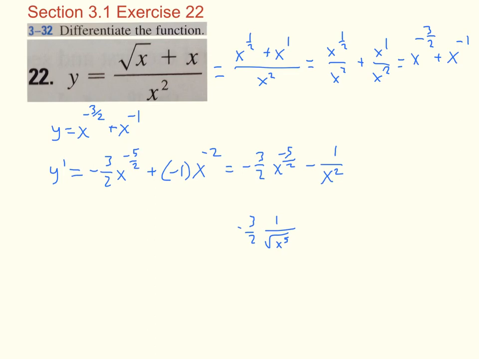Even in the next section when you learn the quotient rule, this way tends to be a lot faster. The only problem with the quotient rule is a lot of times you can't do this. So it's a good trick to have up your sleeve, make your work faster and easier. And that's how we do exercise 22.